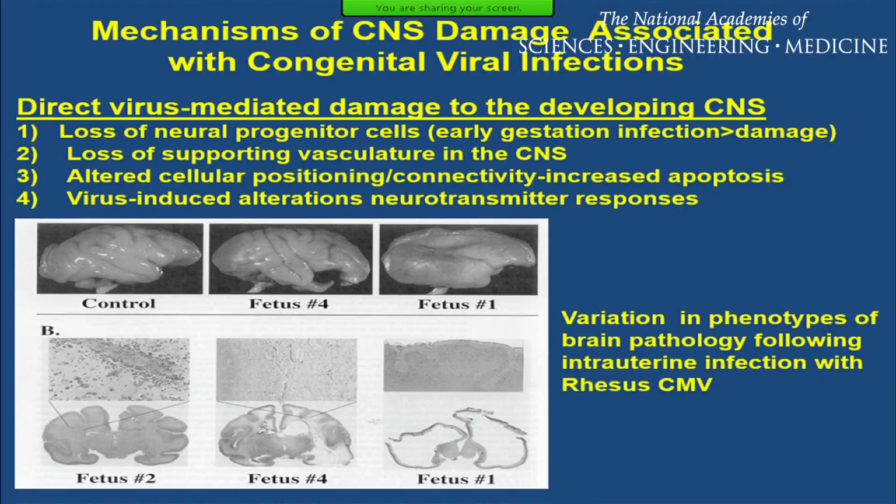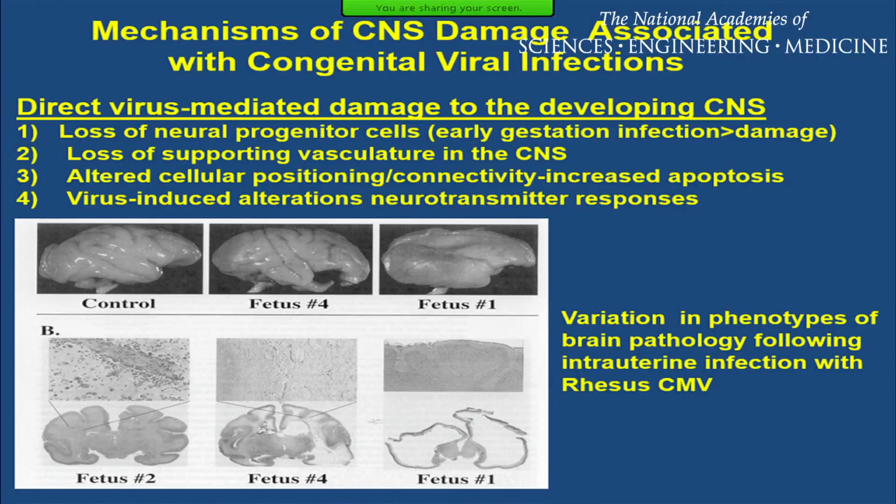You can see the brain from the control animal on the left with the normal structure of the cerebral cortex. The animal on the far right, number 1, you can see has lissencephaly with loss of all structure of the cortex. A coronal section of that brain shows the ventriculomegaly and the loss of the cortex.